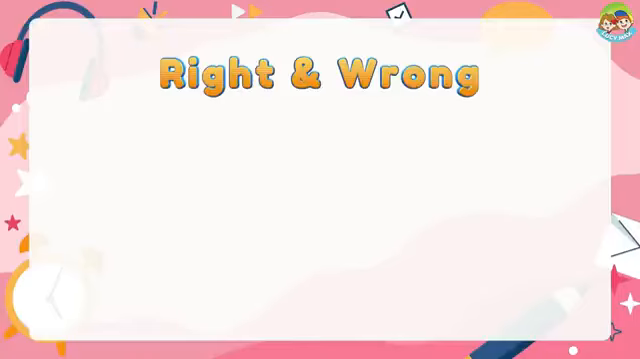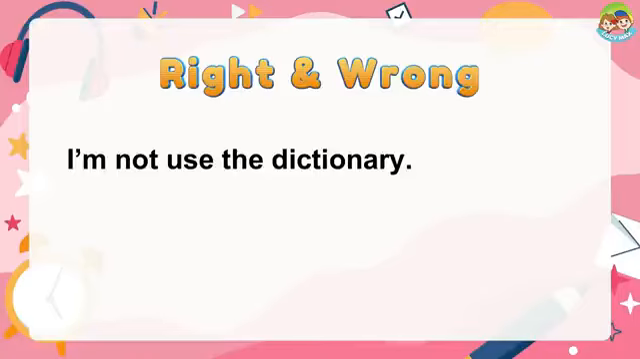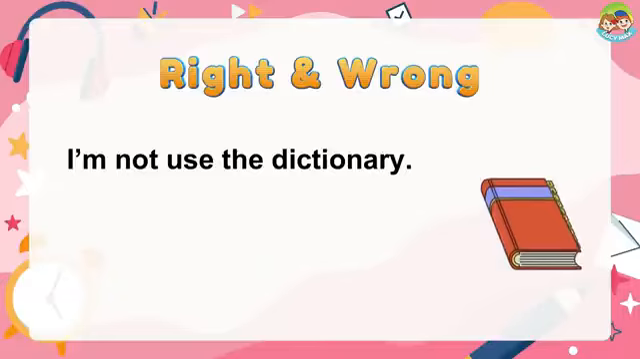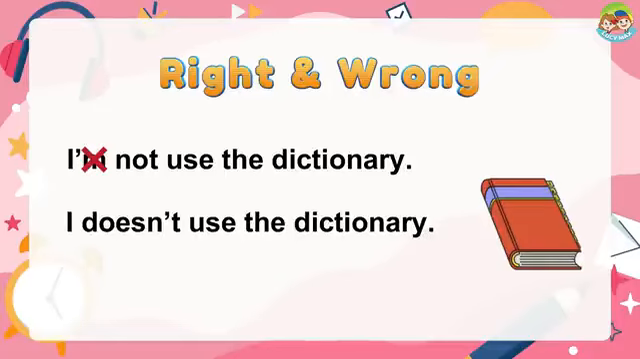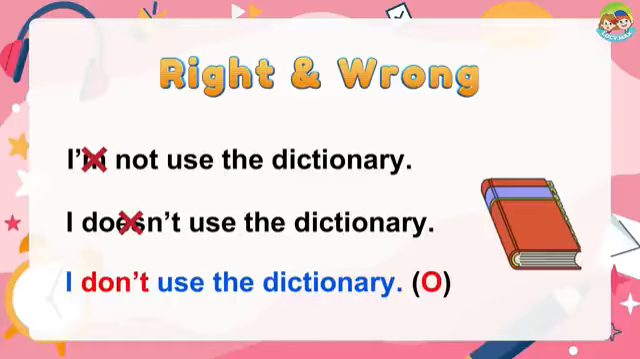Now let's look at the next one. I'm not use the dictionary. This is wrong. Be verb am doesn't go with the base verb. I doesn't use the dictionary. This is wrong. I goes with don't, not doesn't. The correct answer is I don't use the dictionary.